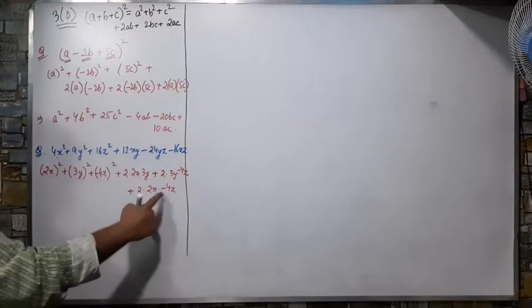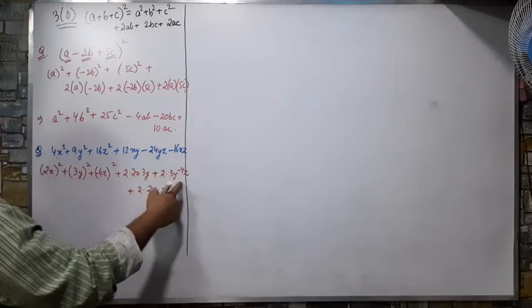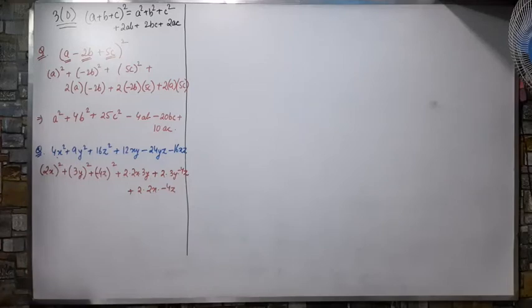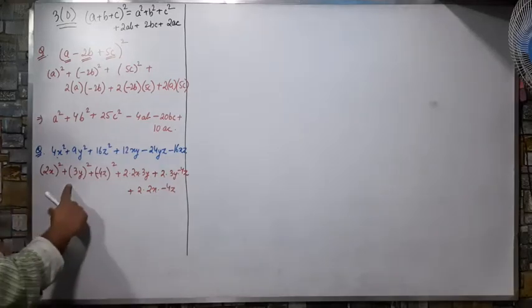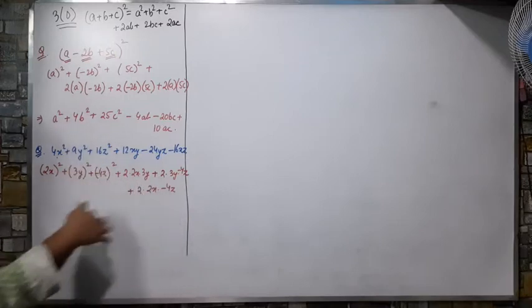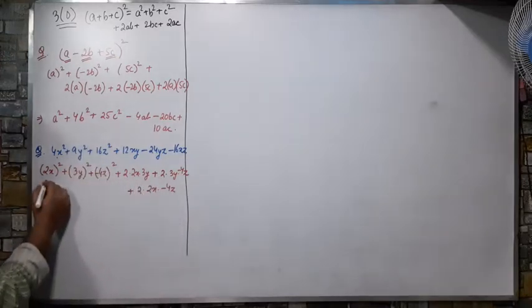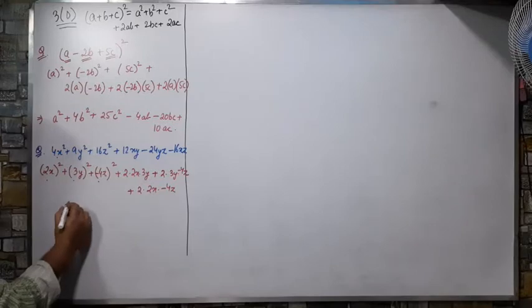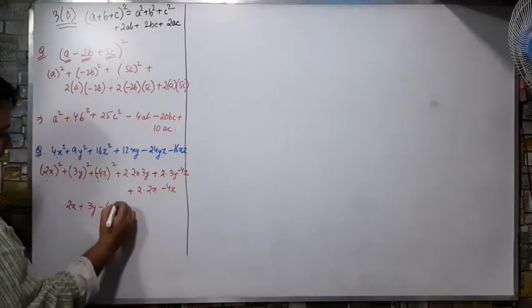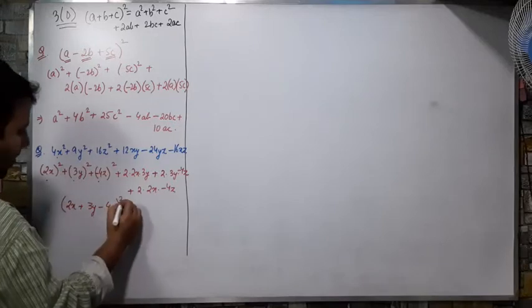2 into 2 is 4, 4 into 4 is 16; 2 into 3 is 6, 6 into 4 is 24; 2 into 2 is 4, 4 into 3 is 12. So it is matching. So I am getting the result a square plus b square plus c square plus 2ab plus 2bc plus 2ac. So I will write in the shortest form, that is (a plus b plus c) whole square, that is (2x plus 3y minus 4z) whole square.